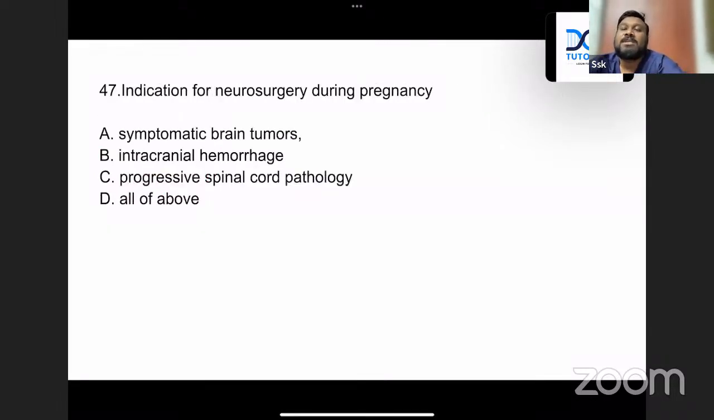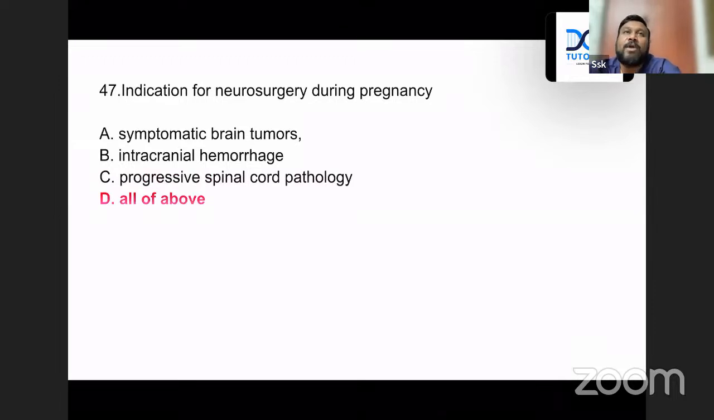So indication for neurosurgery during pregnancy. So in pregnancy, symptomatic brain tumors, ICH, progressive spinal cord pathology, all of this will be indications for surgery. So anything that is going to cause morbidity or mortality to the mother, then it is your duty to save the mother first.